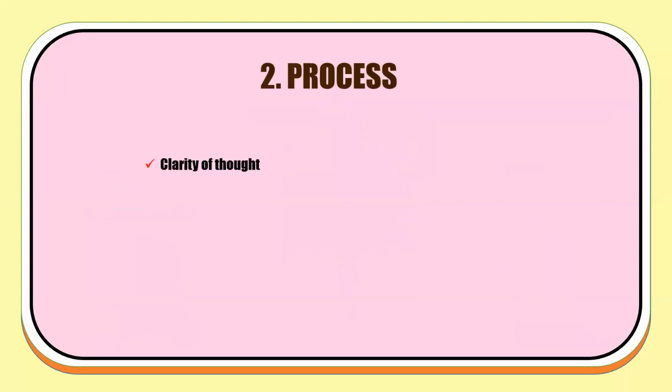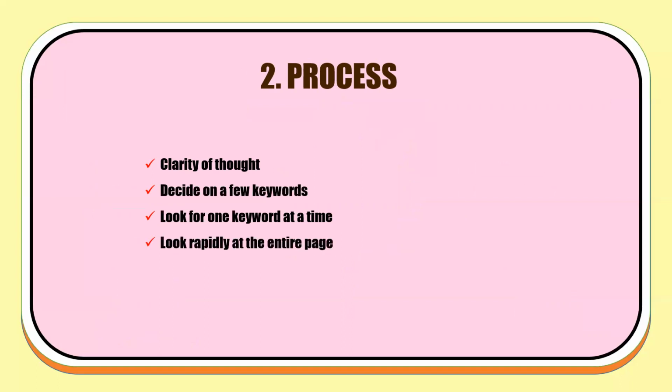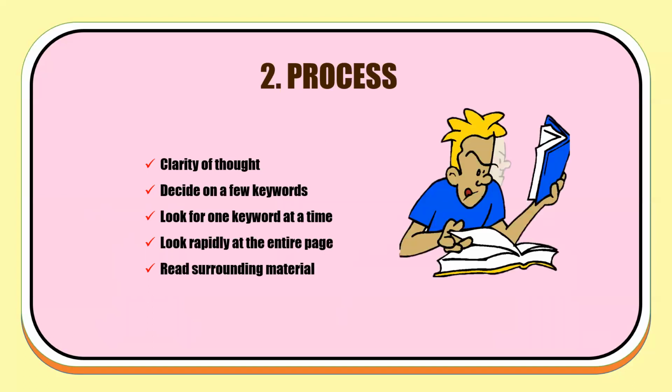Scanning gives a clarity of thought to the reader, and therefore the reader has to decide on a few keywords that he wants to scan. Once he decides on a few keywords, he can look at one keyword at a time. Once he looks at one keyword at a time, he can look rapidly at the entire passage so that he can locate that particular keyword that he is looking for. Once he finds the particular keyword, he has to read the surrounding material in order to get a proper understanding of the keyword that the writer is trying to convey.